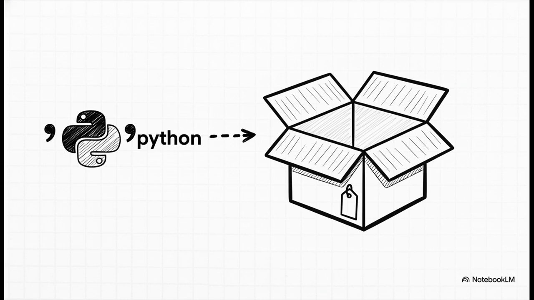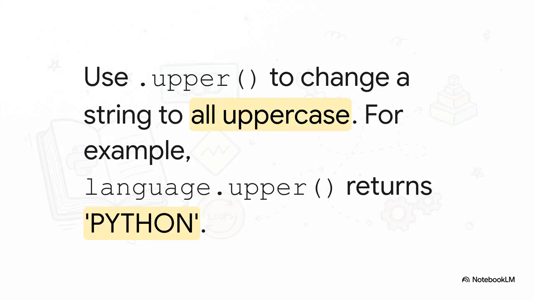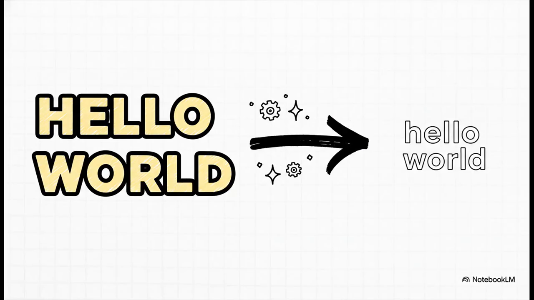But just storing the text is only the beginning. The real fun starts with what we can do with it. See, Python comes with all these awesome built-in tools called methods that let us play around with our data. For example, if we just add .upper to our language variable, we can instantly get a brand new version of the string that's in all capital letters. And, as you can probably guess, the .lower method does the exact opposite. It converts the entire string to lowercase.